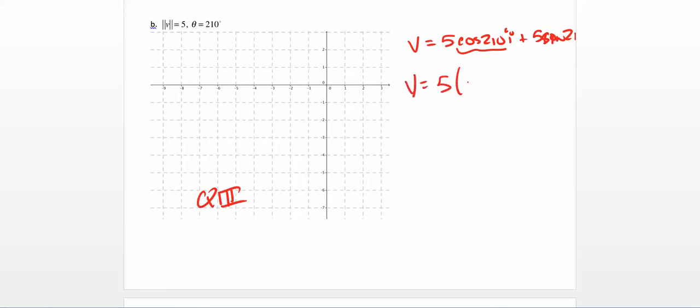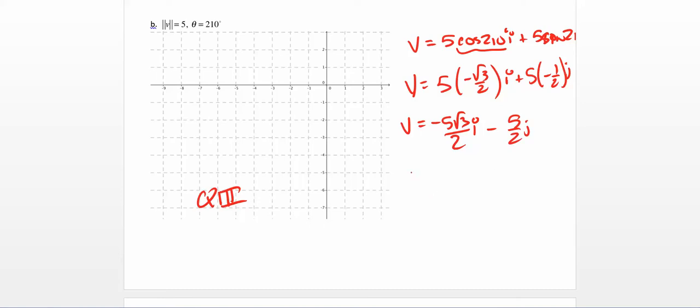So for part B, we're going to do this exact same thing, except we're going to write our vector v as 5 times the cosine of 210 degrees i plus 5 times the sine of 210 degrees j. 210 degrees is in quadrant number 3, on the unit circle. So this would be 5 times negative root 3 over 2 i plus 5 times negative 1/2 j. When I simplify this, I'm getting negative 5 root 3 over 2 i minus 5 halves j.